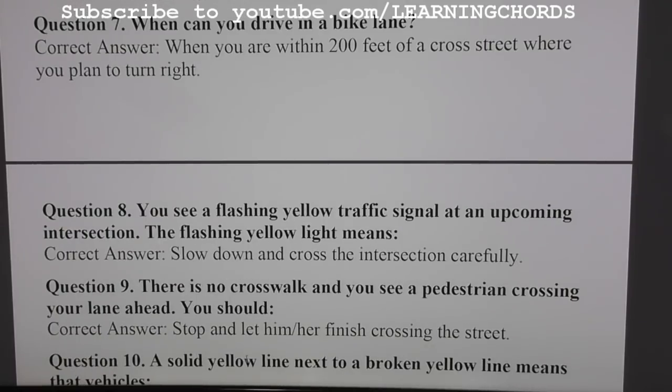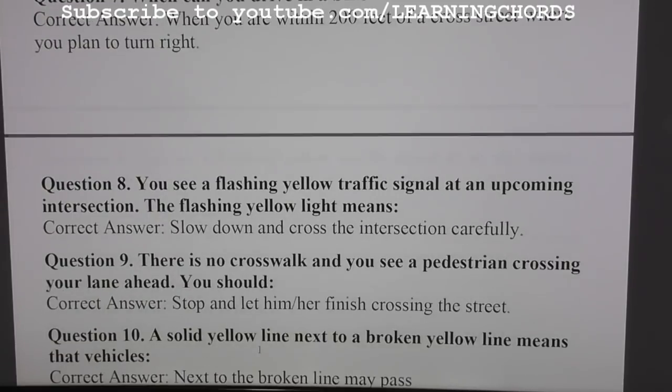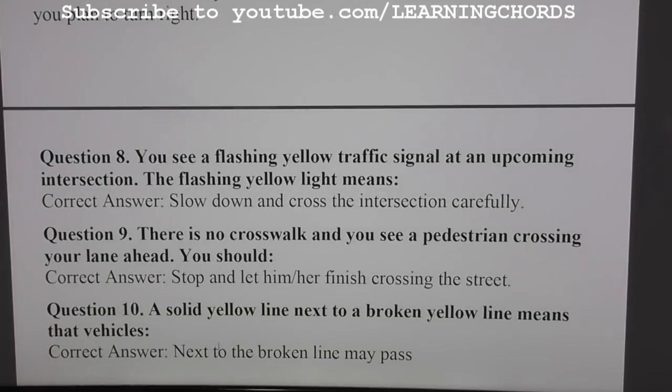Question 10, here we are with these yellow lines again. A solid yellow line next to a broken yellow line means, this is what I was talking about earlier in the video, the vehicles next to the broken line may pass because it's a broken line. And like I was saying, when you're going to some shopping places, you'll have that painted island on the road in yellow, and there'll be a broken yellow line. That means that you can cross it to turn in.